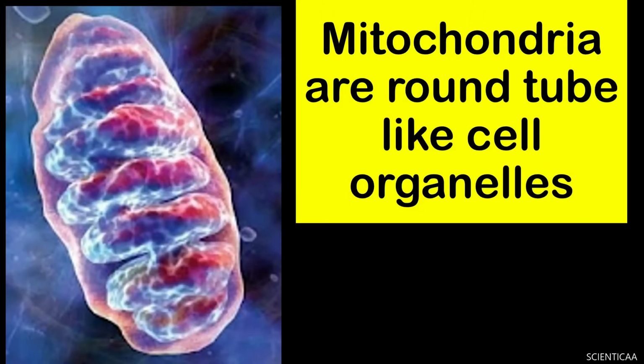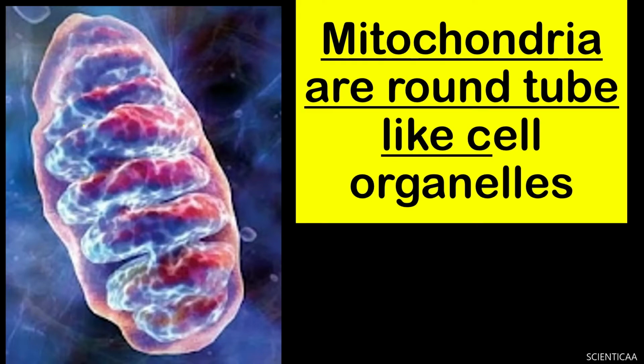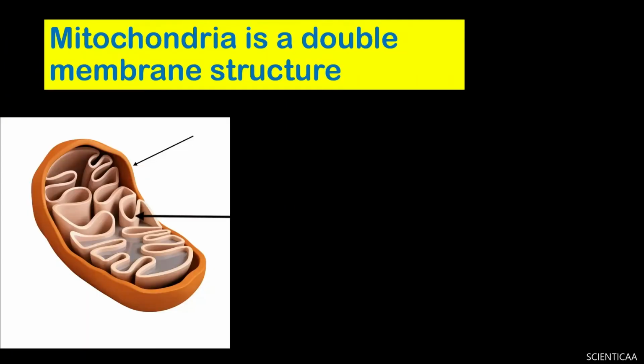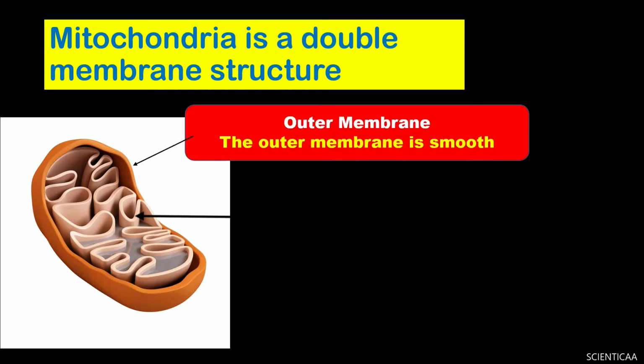Now mitochondria looks like a round tube-like cell organelle. So this is how the shape of mitochondria looks like. This is just looking like a round tube-like cell organelle. So mitochondria is a double membrane structure. It has two membranes. The first one is the outer membrane.